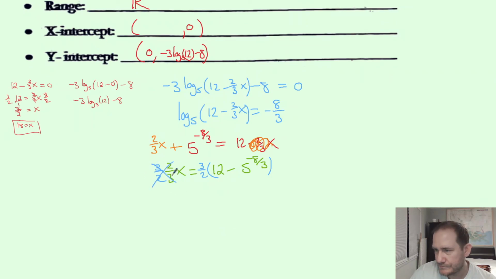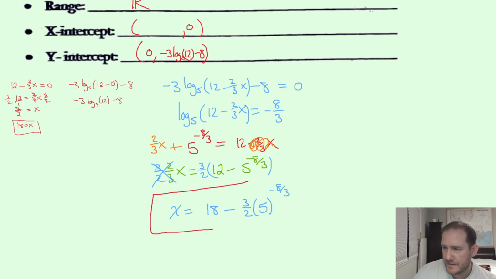And then to really finish this off, you just multiply through by 3/2. So cancel, and you just get x. Do distribute the 3/2, and you get 18 minus 3/2 times 5 to the -8/3. So yeah, it's ugly, and I have no idea what it's worth. But that's it. That's the x-intercept, whatever that comes out to be.